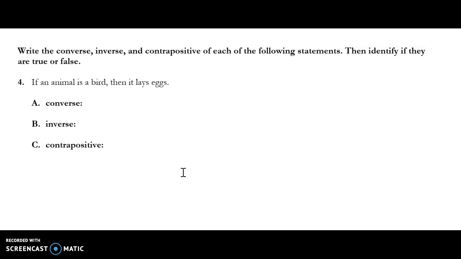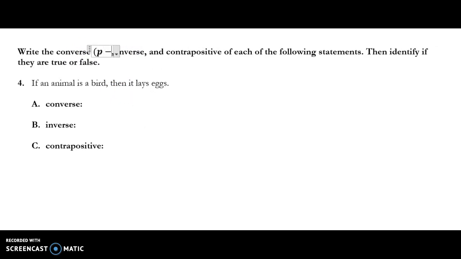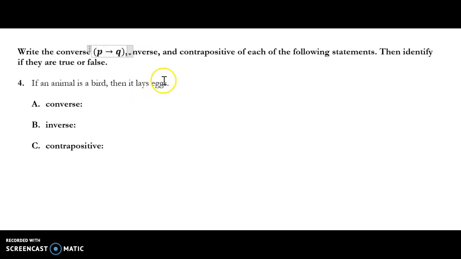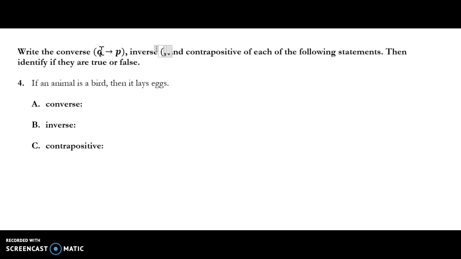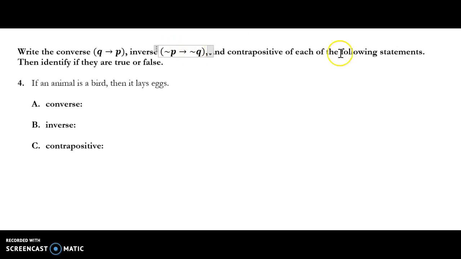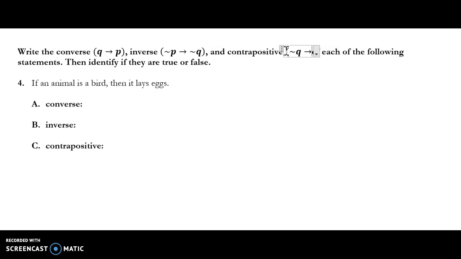It's talking about converse, inverse, and contrapositive. Okay? So the conditional is P implies Q. Converse is Q implies P. Inverse is not P implies not Q. And contrapositive is not Q implies not P. Okay?